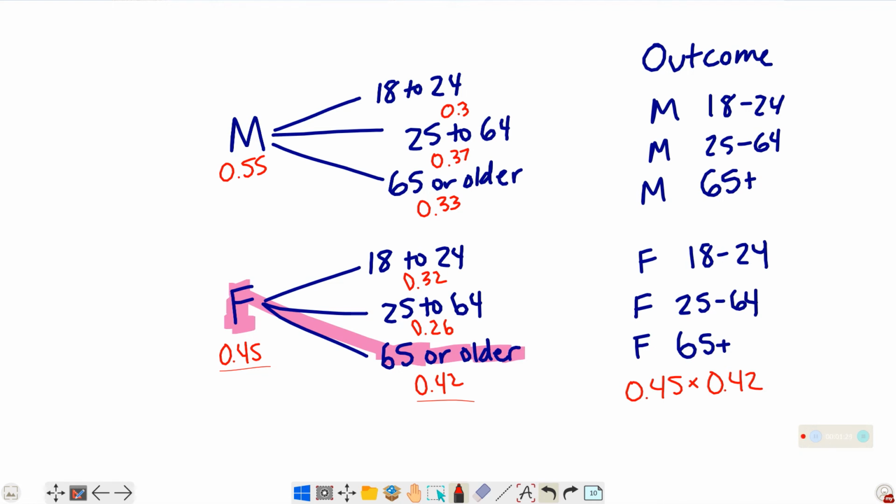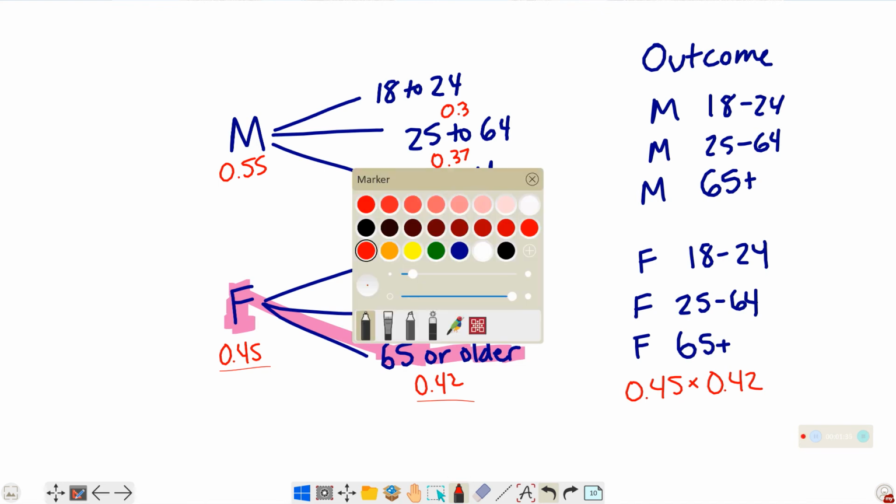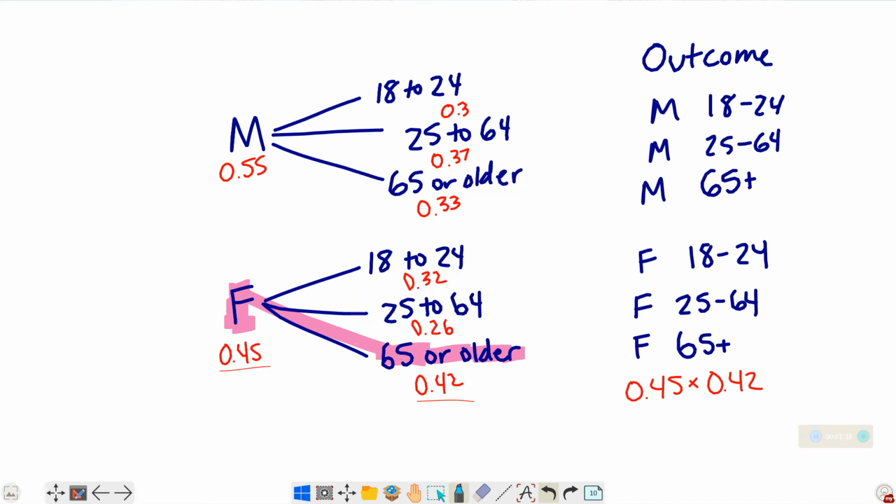Part B says, what is the chance of polling any voter between 18 and 24? So that means male or female from 18 to 24. I'm going to highlight those in blue. So we've got females 18 to 24 and males 18 to 24.